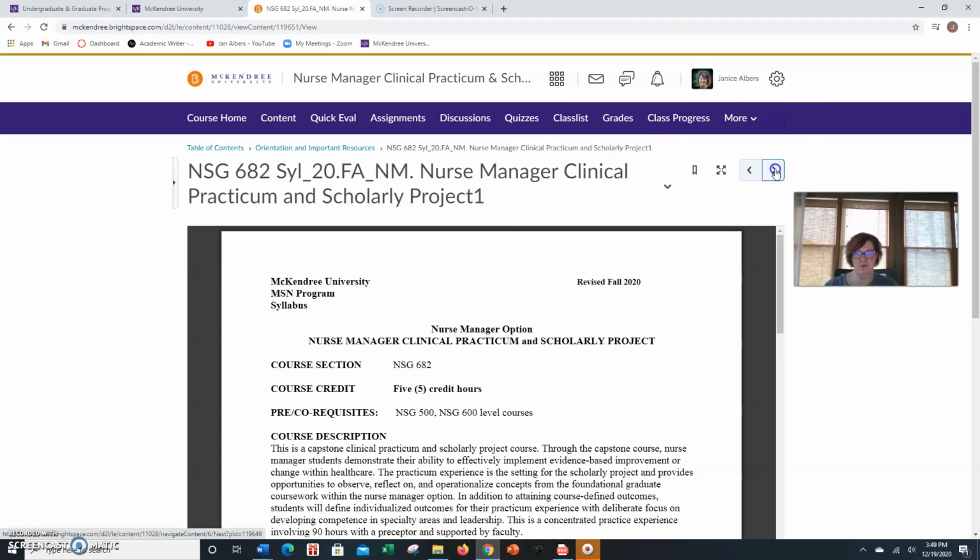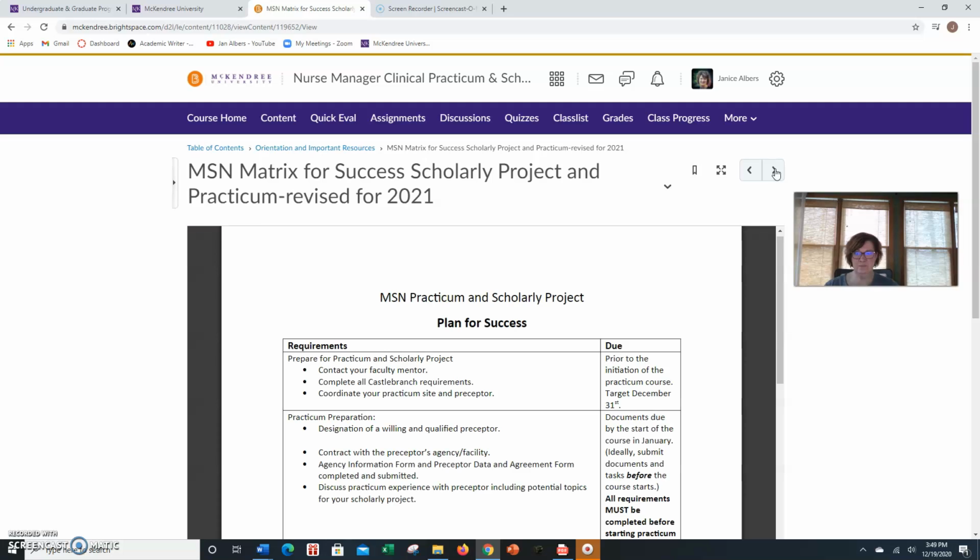As we move on in this section, you will find the matrix for success. And really, this is the framework for the entire course. So as you're talking with your students, have them print this out, because this will give them kind of a roadmap for the course.